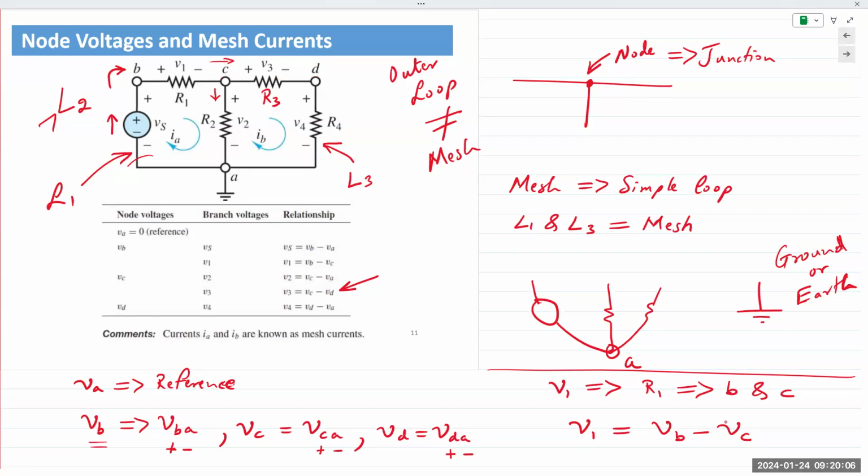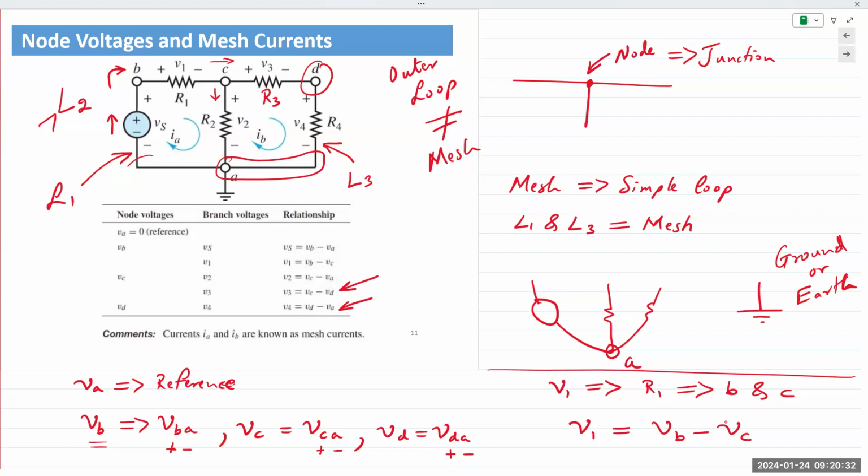And same thing for V4. V4 is measured between D and A. Resistor R4 is connected between nodes D and A. And so V4 is VD minus VA. Does that make sense to everyone? Let's take a 10-second pause. Think over it. Let me know if you have any questions.